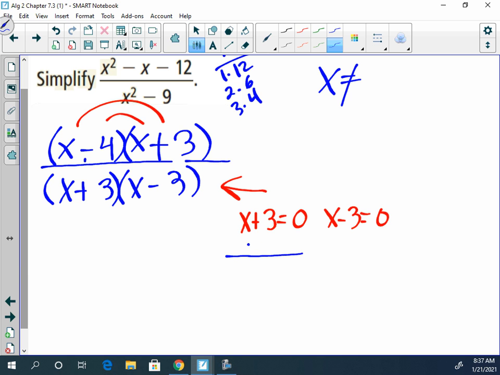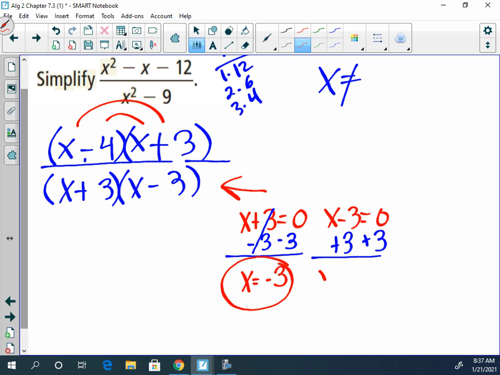Well, for the first one here, we would subtract 3 from both sides because those will cancel, telling me x is equal to negative 3. The other one we would add 3. That'll tell me x is equal to 3. So x cannot be either plus or minus 3.